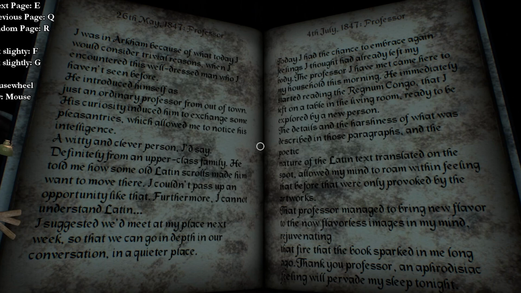The details and the harshness of what was described in those paragraphs and the poetic nature of the Latin text translated on the spot allowed my mind to roam within the feeling that before that were only provoked by the artworks. That professor managed to bring new flavor to the now flavorless images in my mind, rejuvenating. Oh, excuse me. Rejuvenating that fire that book sparked in me long ago.